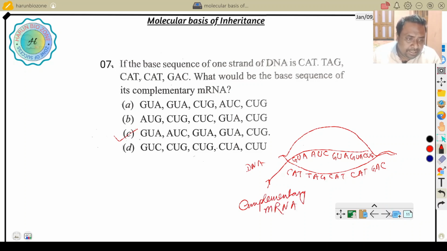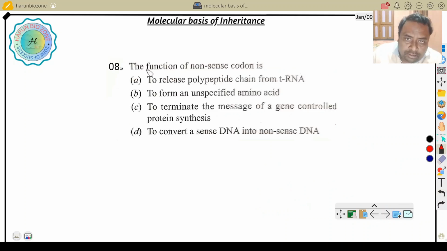Clear? Next question. The function of nonsense codon. What is the nonsense codon? Nonsense means the codon that does not bear the code information of an amino acid, or the codon does not code for an amino acid. UAA, UAG and UGA, these 3 codons are called stop codons or nonsense codons.